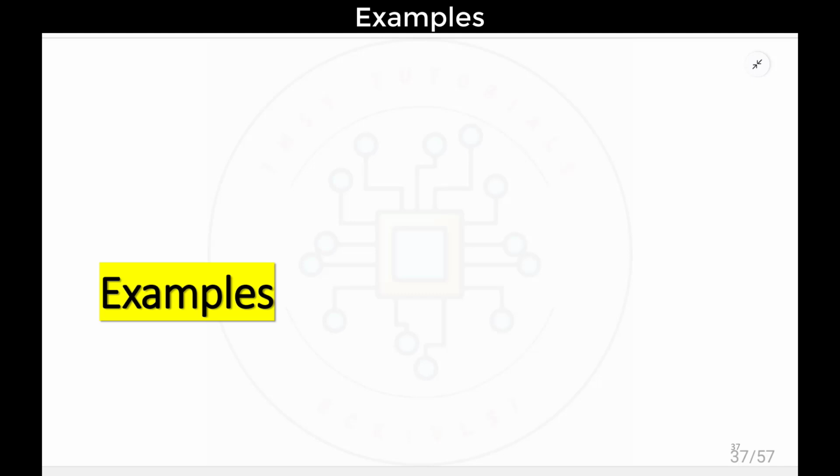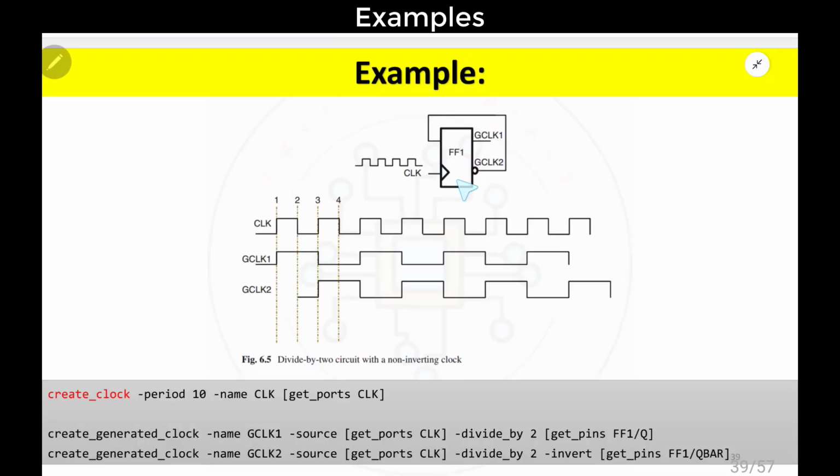Now let us see a few more examples. Make a note of this particular design and waveform and try to write the constraints so that it will become practice for you. So let me explain. Initially we need to apply some clock at CLK. So create_clock -period 10 nanoseconds -name CLK [get_ports CLK]. So I am applying a clock which has a time period of 10 nanoseconds.